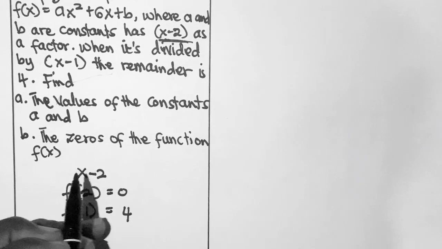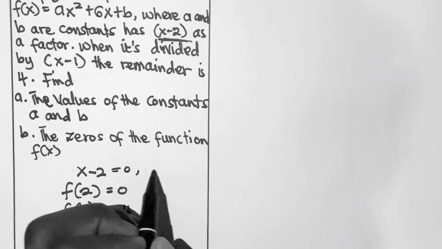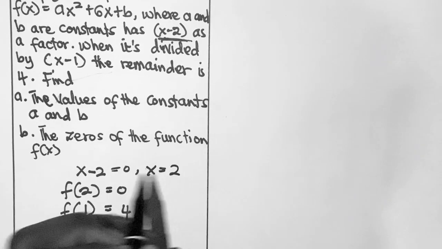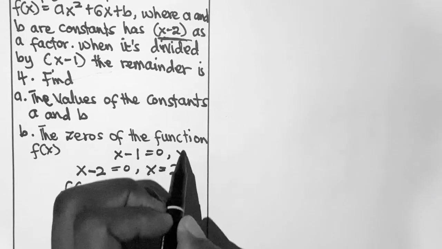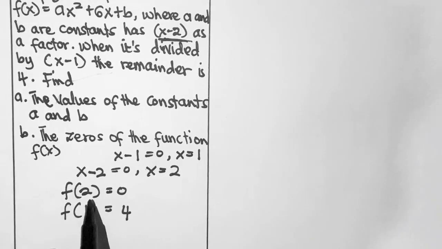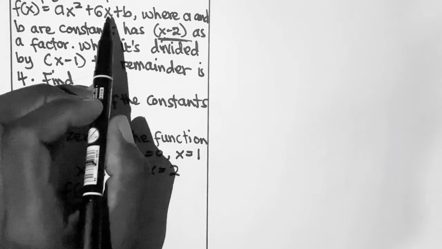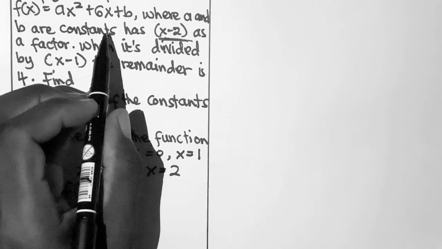So in this case, what I did was I just equated x minus 2 to 0. And that means that x is equal to 2. And then x minus 1 equals 0. And that means that x is equal to 1. So f of 2 is 0. What it means is that if we put 2 in this function, we should equate it to 0. And if we put 1 in the function, we should equate it to 4.